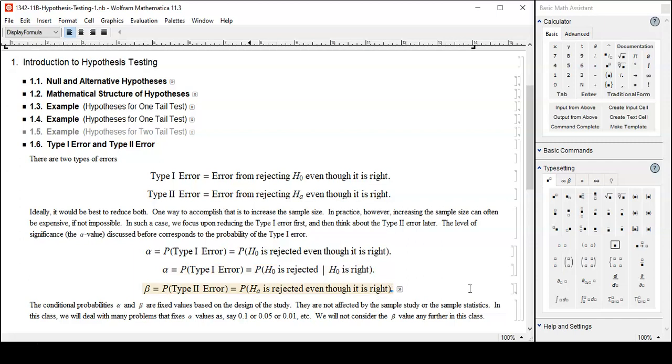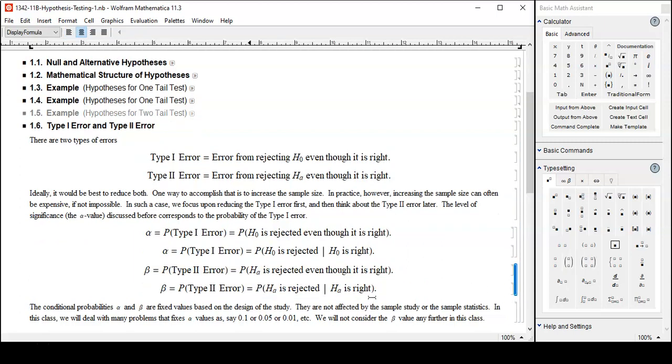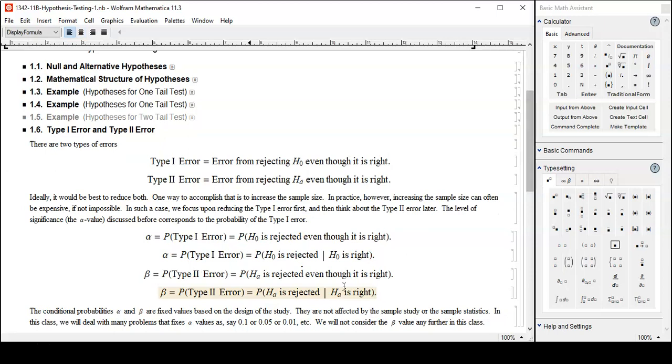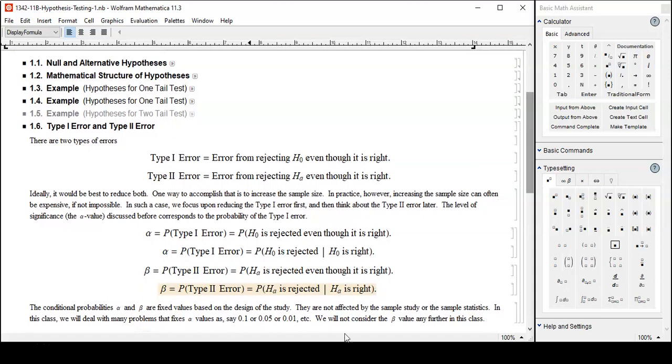HA is rejected even though it is right. Again, this is a conditional probability. Even though the alternative is right, we reject it. So back in the criminal justice system again, HA is right. That means the defendant is guilty, but due to lack of evidence, he walks free. Reject it, and then go to the default, presumed innocence. That's bad too, isn't it? But still, compare with this.